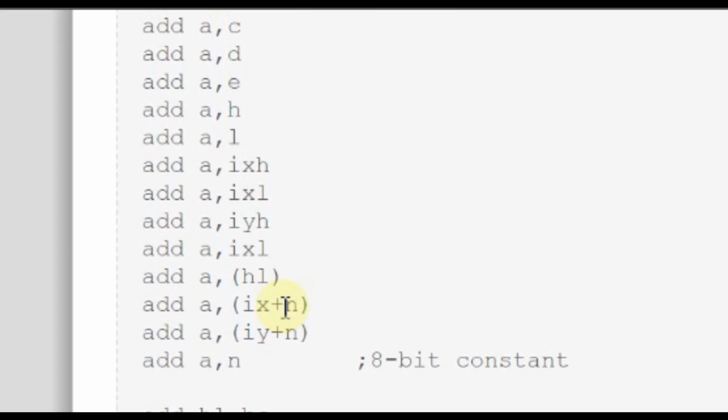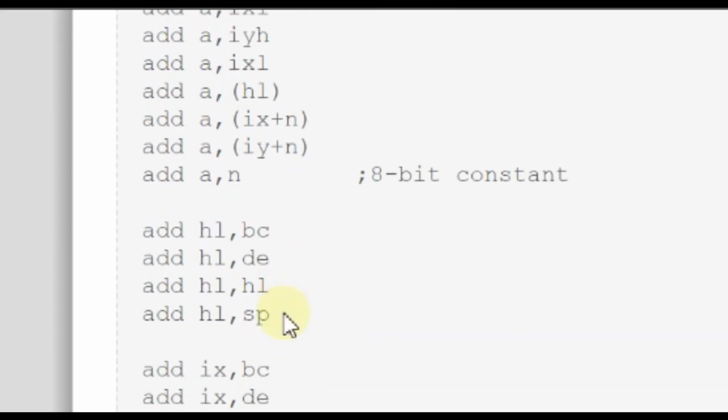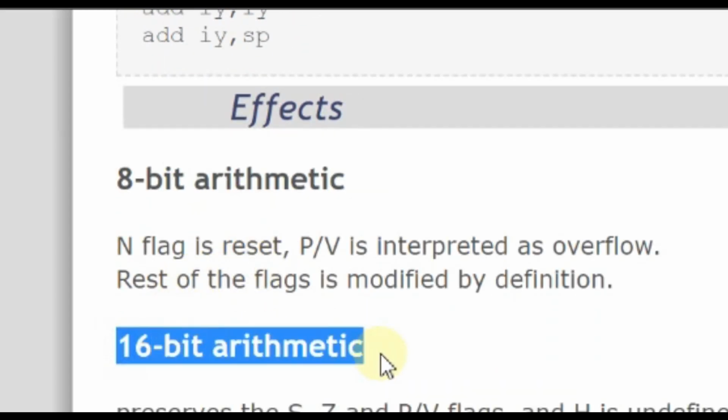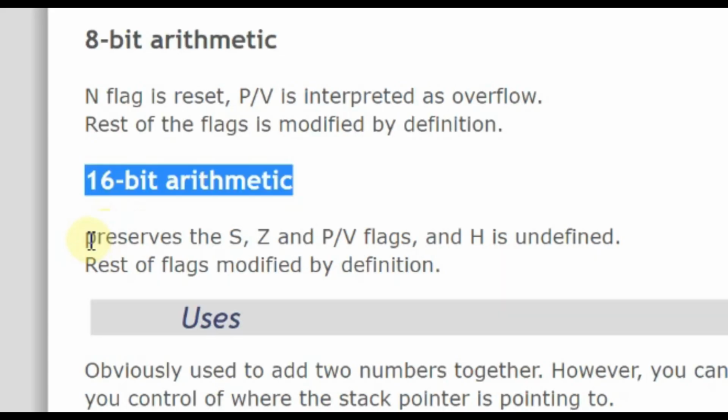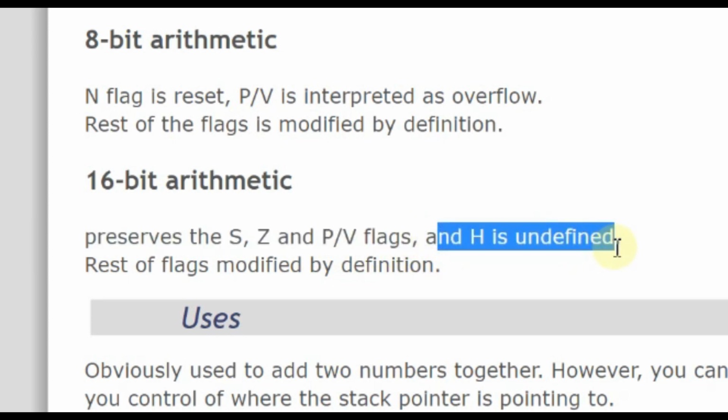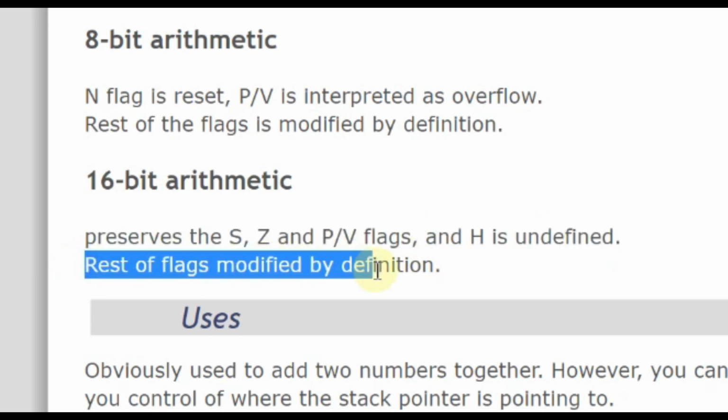However, if we use 16-bit arithmetic functions, like the one in our program, which is right here, add HL, DE. So HL and DE are 16-bit register pairs. That means we need to look at this 16-bit arithmetic effect. And what are the effects that this instruction is going to have on the flag register? Well, it's going to preserve the S, Z, and PV flags. And H is undefined. Rest of flags modified by definition.